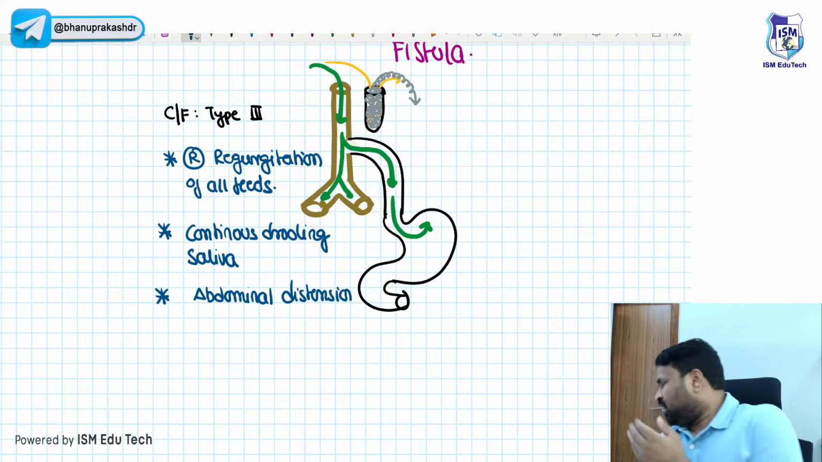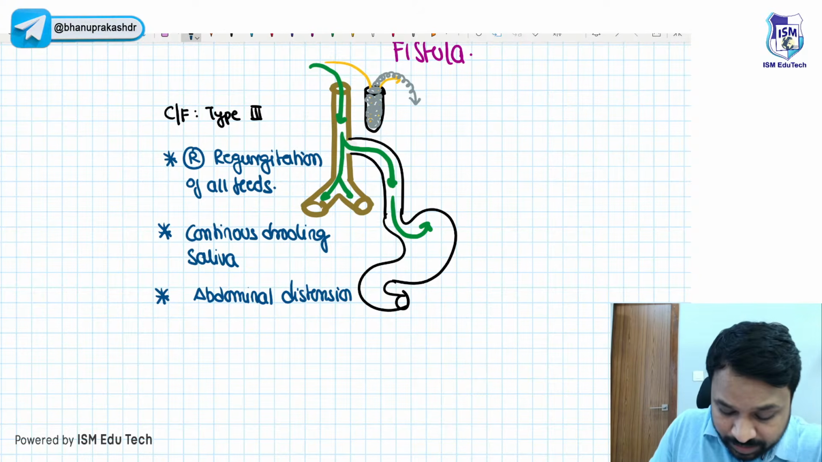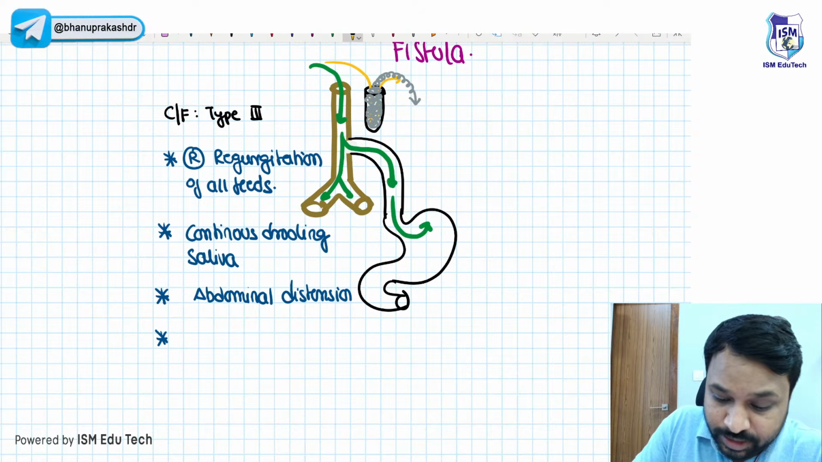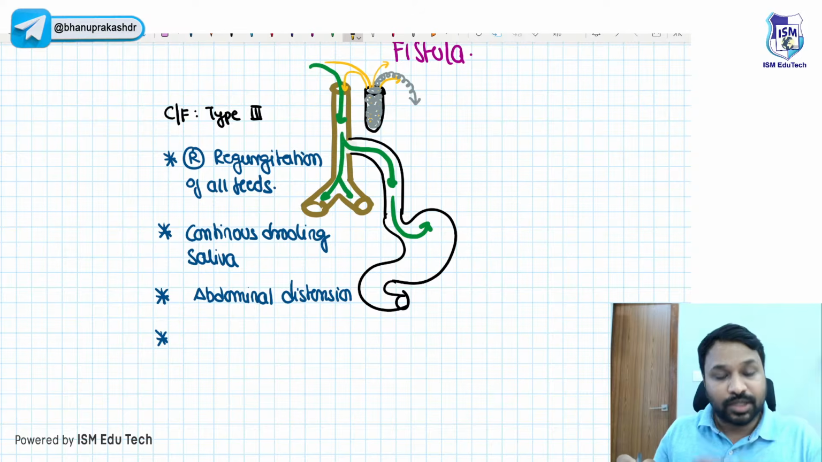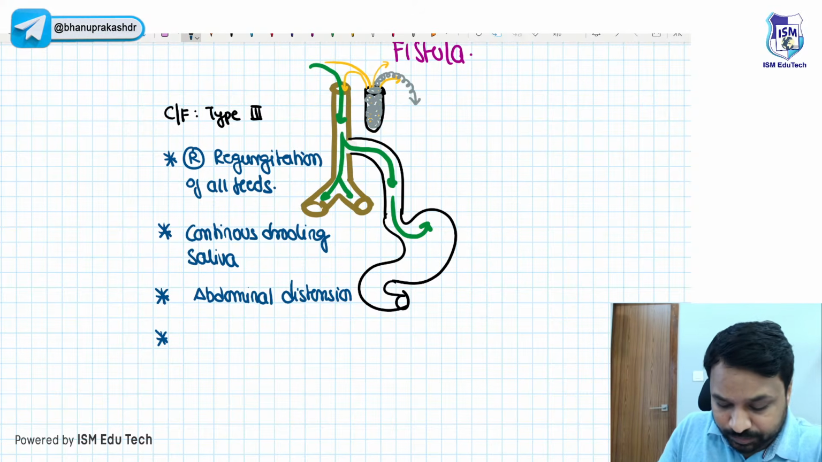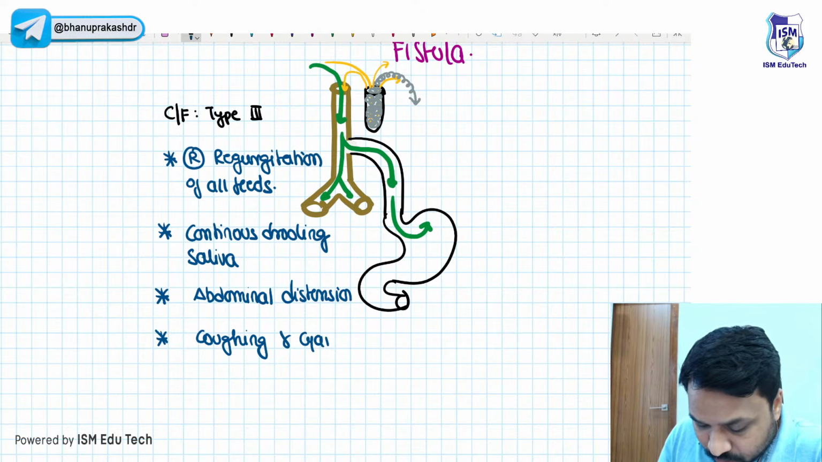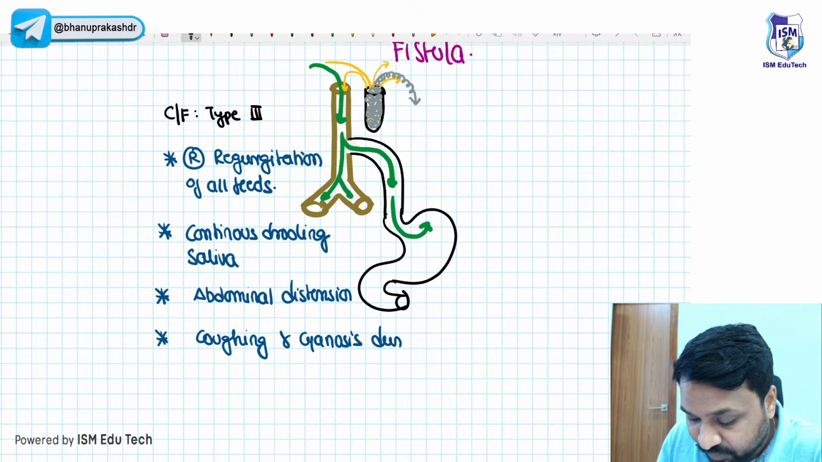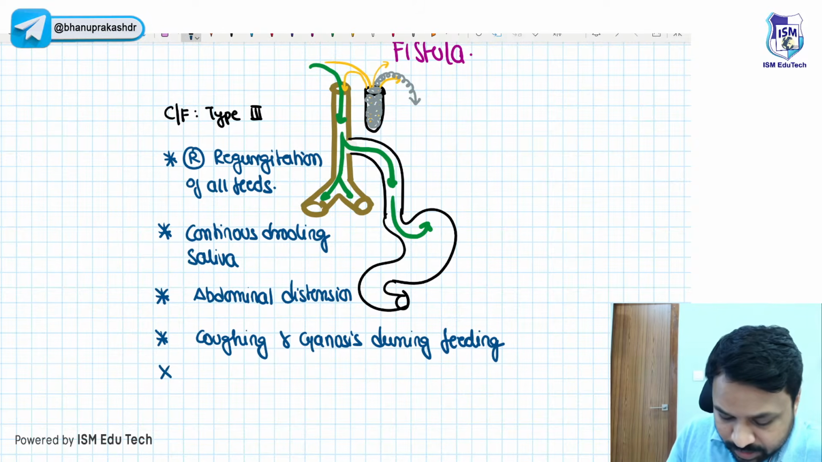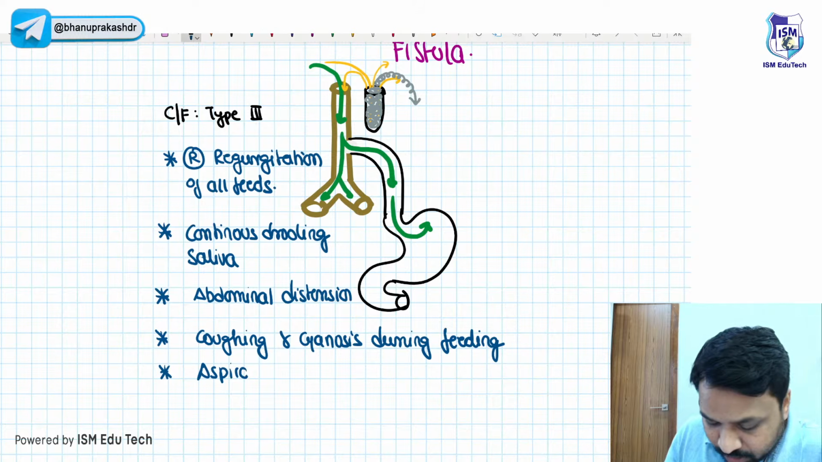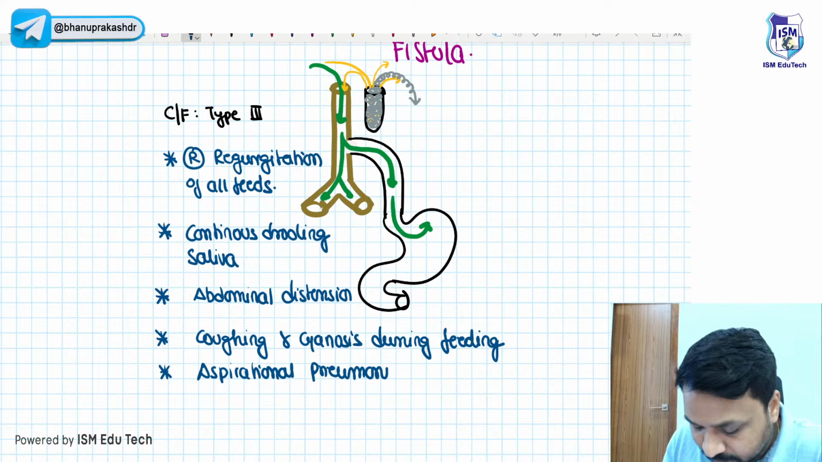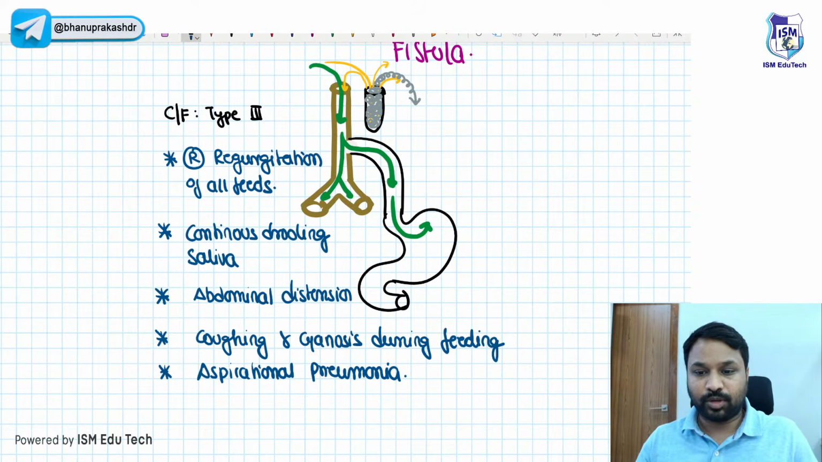Now, every time the baby is fed, there is a regurgitation. During the regurgitation, obviously it is going to come out, but sometimes it can spill into the trachea as well. As it spills into the trachea, it will cause irritation. So there will be coughing and cyanosis during feeding. And more importantly, because of this, it can also present as aspiration pneumonia, right?